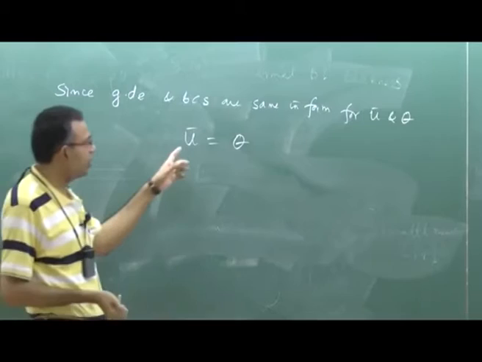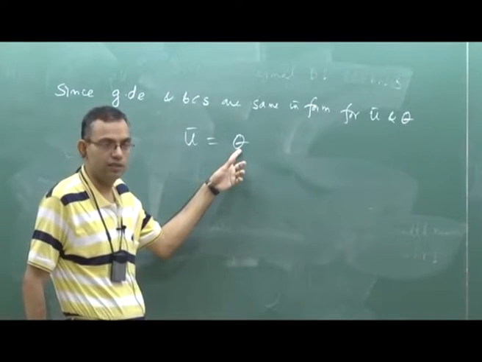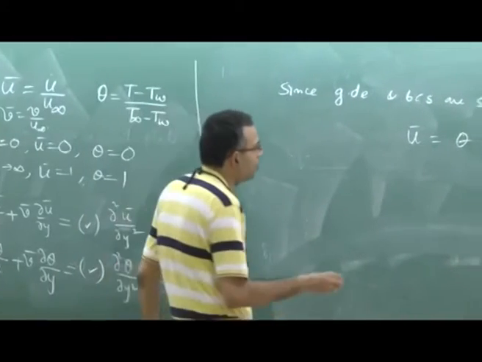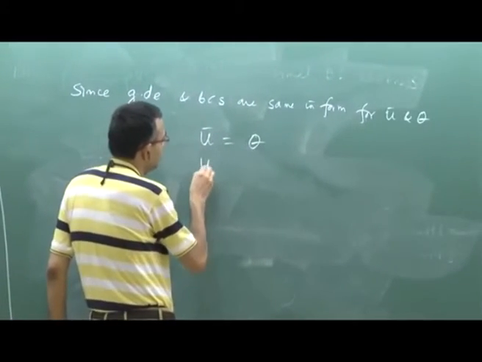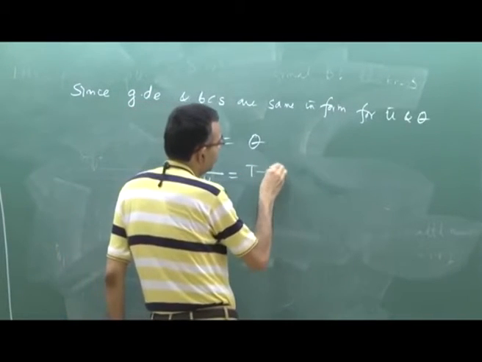This is something which is not very intuitive, because this is a solution of a nonlinear equation, this is a solution of a linear equation. So some mathematical insight should get into that. We will not be too much bothered about that, but we will see what is the consequence of this. So this is u by u infinity is equal to T minus T wall.